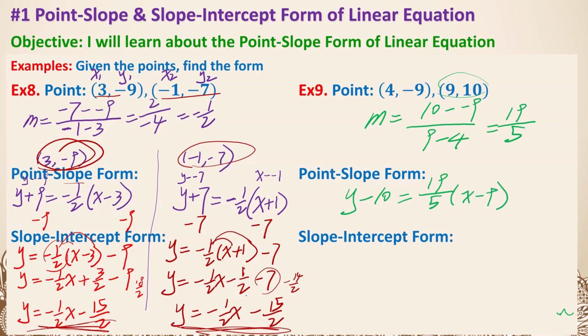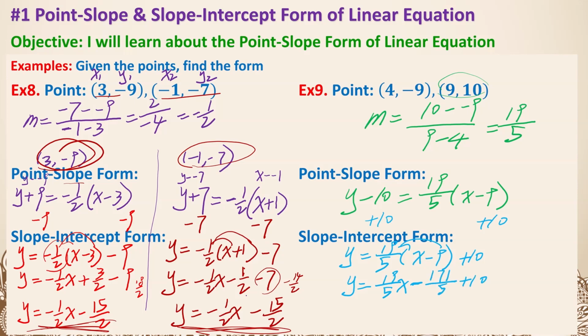Now in order to change into slope-intercept, I'm going to add 10 on both sides. So we are going to get y equals 19 over 5 times x minus 9 plus 10. So y equals 19 over 5 x. Distribute. 19 over 5 times -9 is going to be minus 171 over 5, then plus 10. Of course, you can put that into your calculator, or the plus 10 is the same as plus 50 over 5. So it's -171 plus 50. So y equals 19 over 5 x, then minus, so it's -171 plus 50, which is -121 over 5.